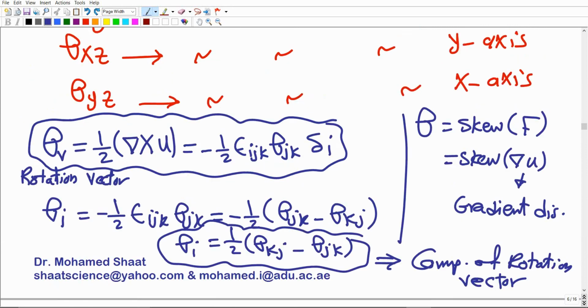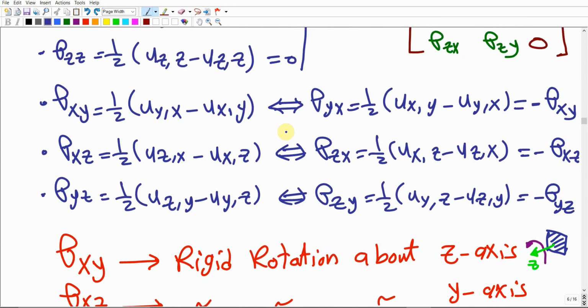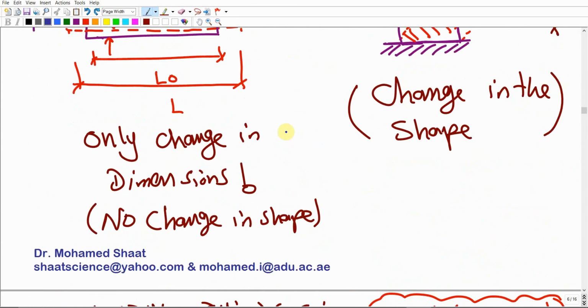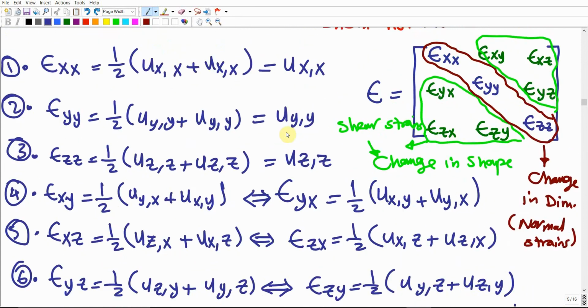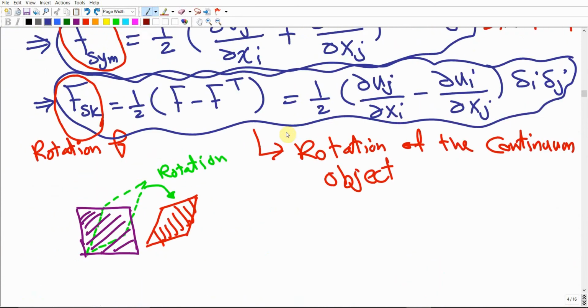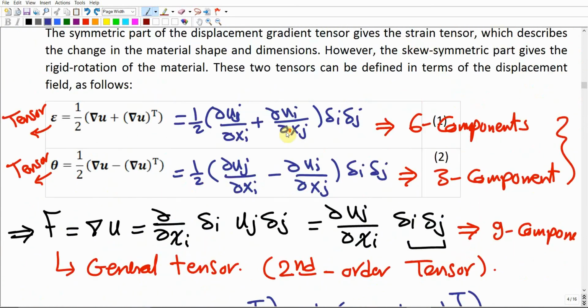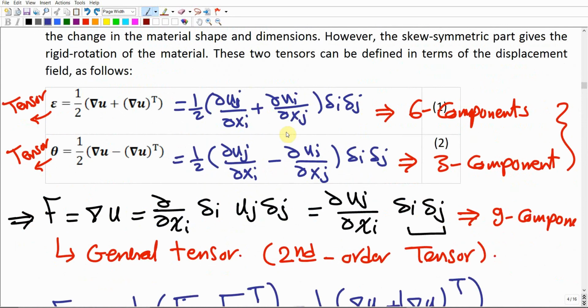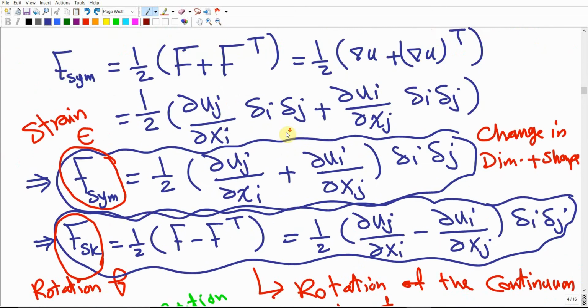Make sense? So this is for the strain components and the rotation component, and generally about the kinematical parameters. These are the main three kinematical parameters. The general one is the deformation that describes both rotation and strains. And this one can be split into a symmetric and a skew symmetric part. The symmetric part is related to the strain. The skew symmetric part is related to the rotation of the continuum.